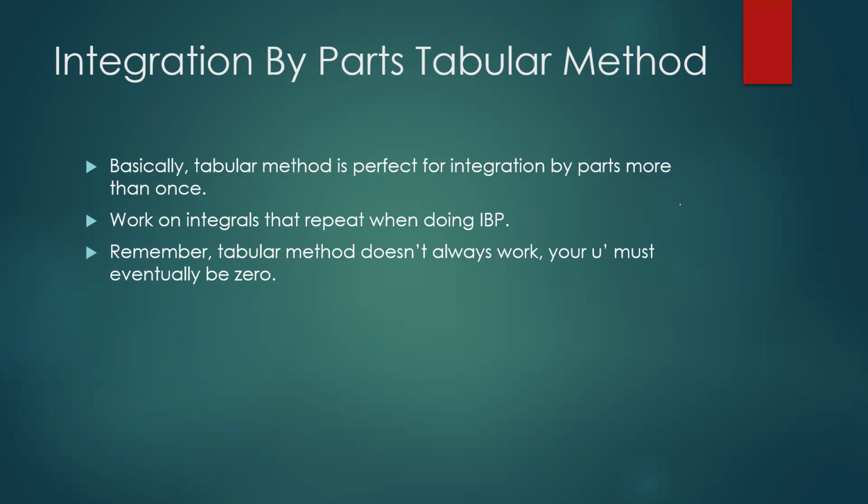Also remember, the tabular method doesn't always work. Your u prime must eventually be zero. I'll show you what I mean by u prime when we do the first example.